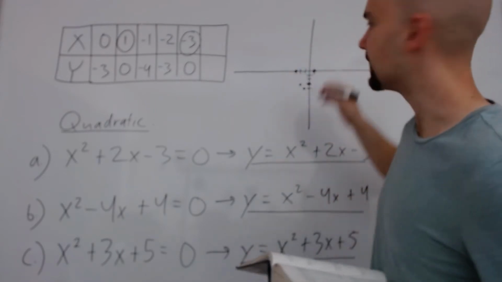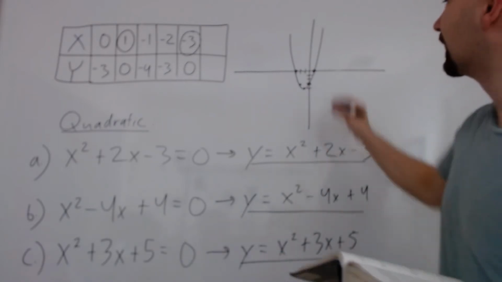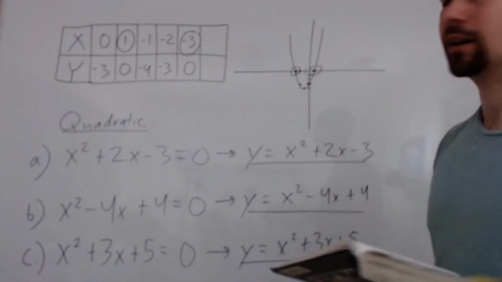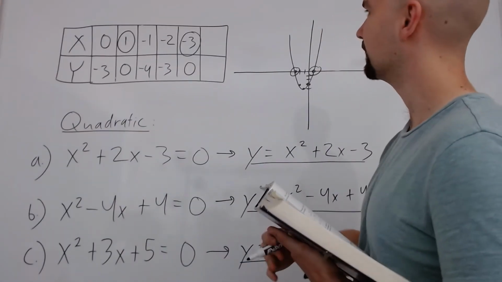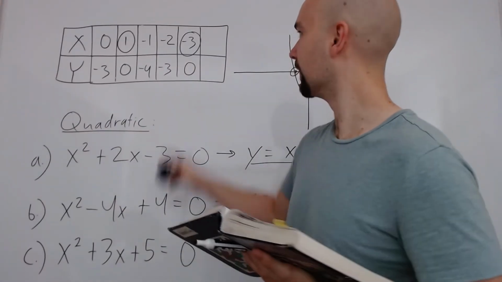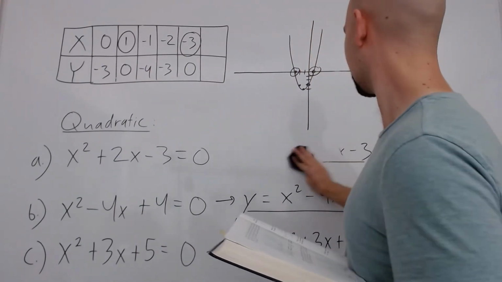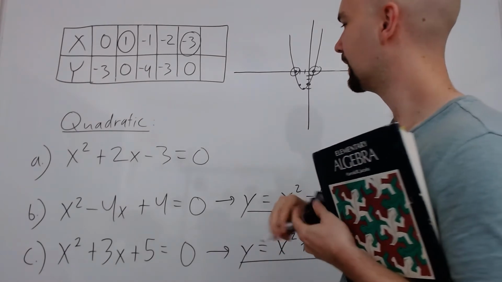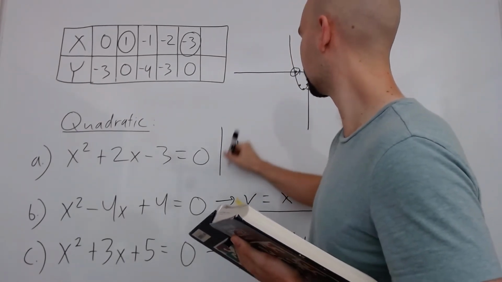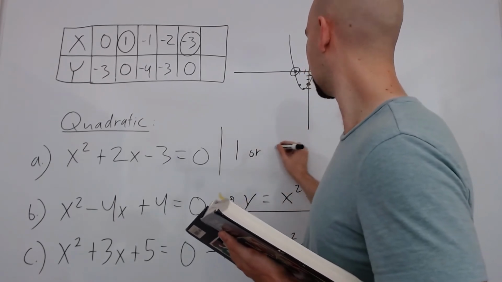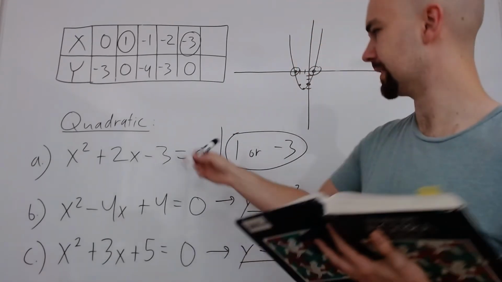So at this point we can just continue our parabola. It's going to look something like that, and our answers are the two x-intercepts. So this is a quadratic equation that has two answers, which are 1 and negative 3, because it intersects the x-axis twice. So I'm going to go ahead and write that answer, which is 1 or negative 3. So that's the answer for this first one, A.